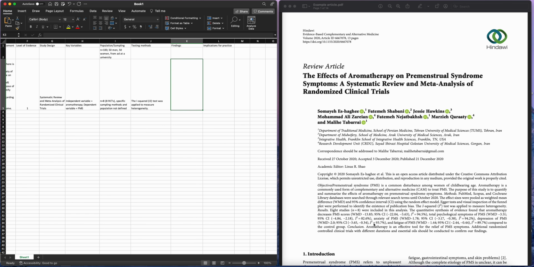And then ultimately our findings, which again, we can find right in here in the abstract. The quantitative synthesis of evidence found that aromatherapy decreases PMS scores.